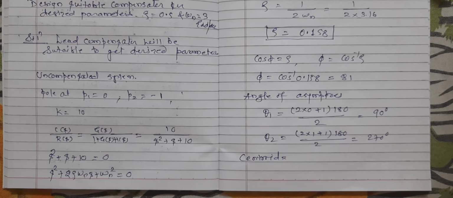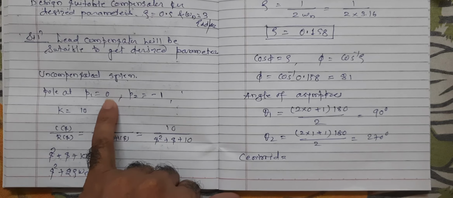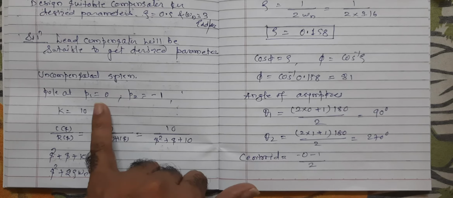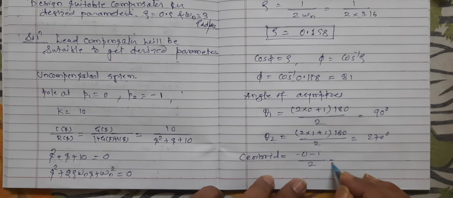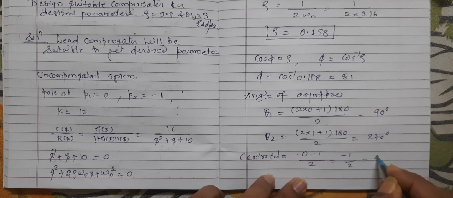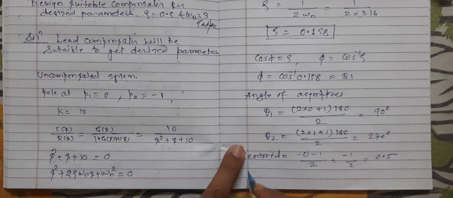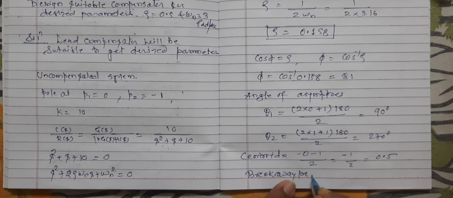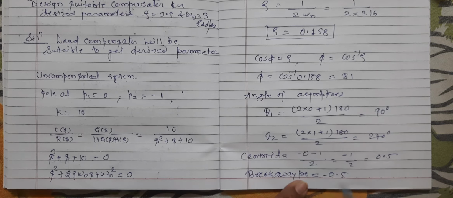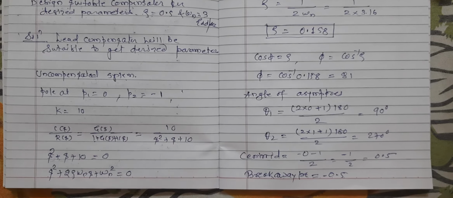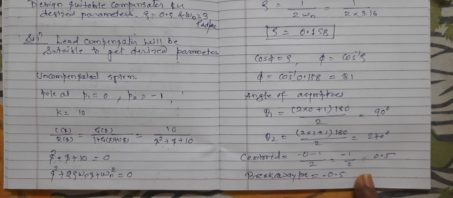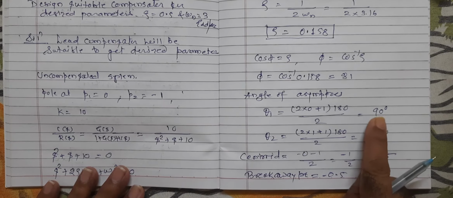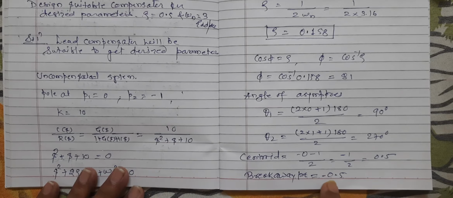It is equal to the real part of this: 0 minus 1 divided by the number of poles, which are 2. No zeros are there, so it becomes minus 1 divided by 2, that becomes 0.5. So the breakaway point is 0.5. The breakaway point and the centroid are both the same, that is 0.5, because we have only two poles. Now the angles of the asymptotes are 90 and 270 and the breakaway point is 0.5.